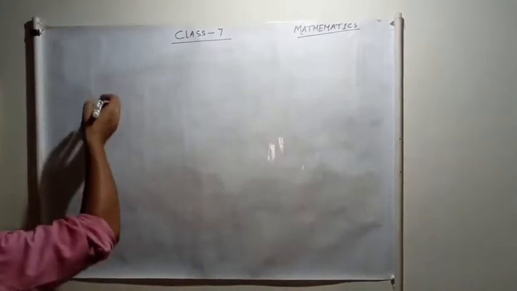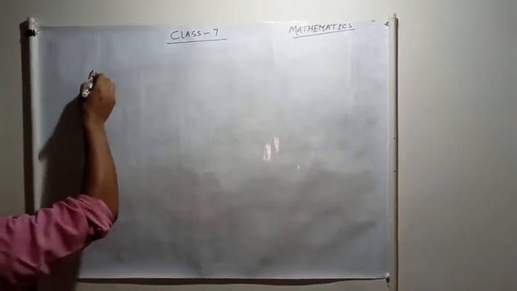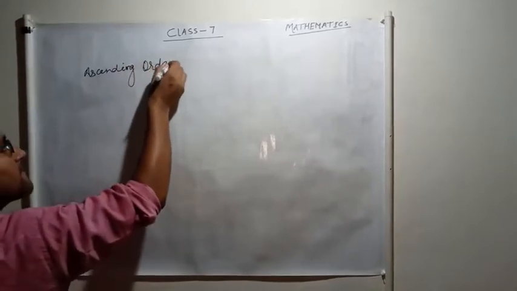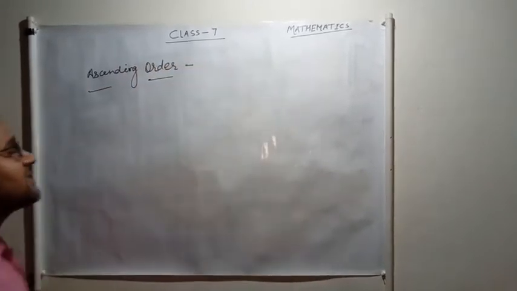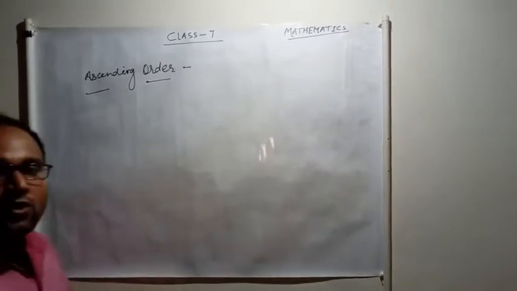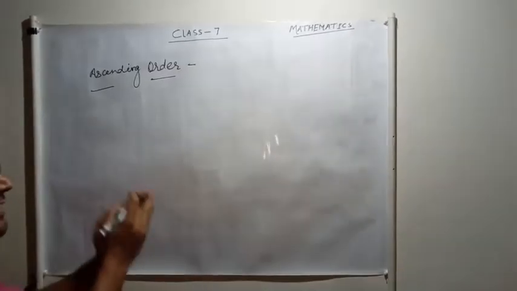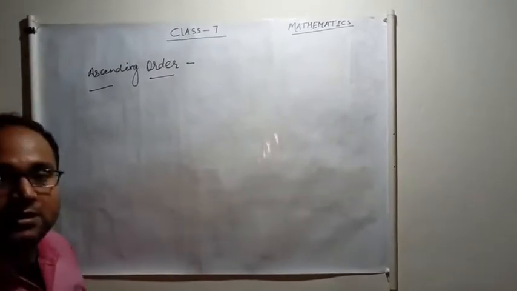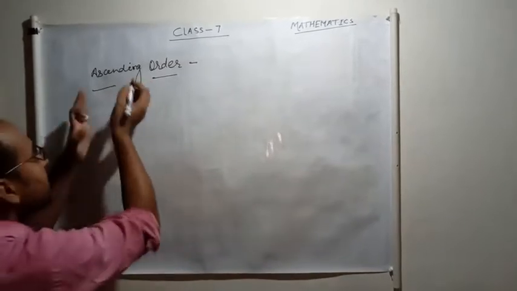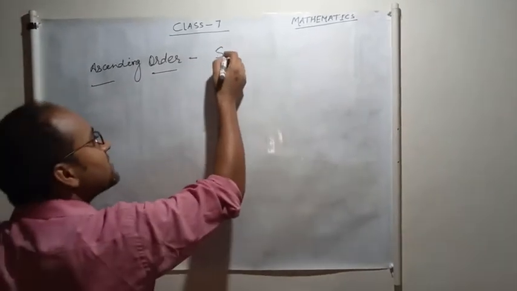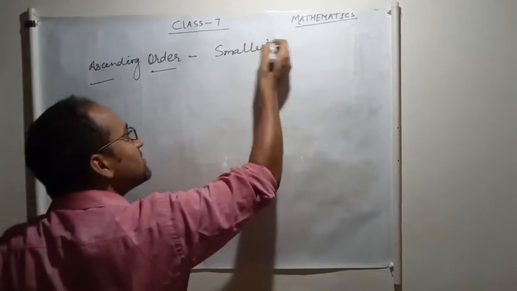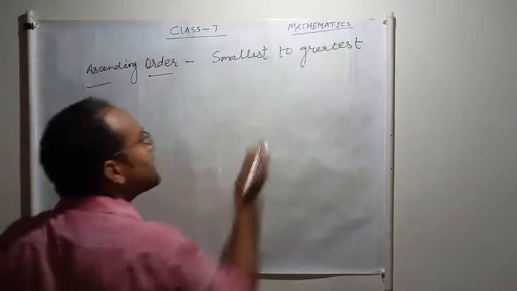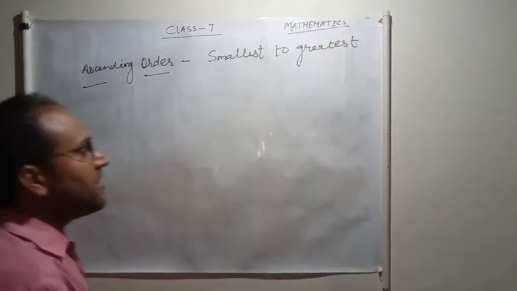Now we are going to discuss ascending order. Students, it is very easy. Ascending order means that first we find the smallest one, and then we write the greater ones, and in the last we write the greatest one. Ascending order means smallest to greatest.